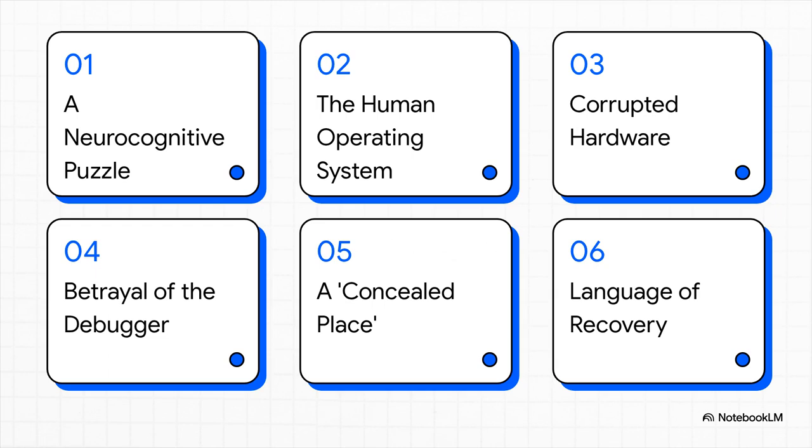So here's how we're going to break it down. We'll start with the puzzle itself, then dig into what we're calling the human operating system. We'll look at how the hardware got corrupted and what went wrong with the debugger. Then we'll explore this idea of a concealed place of harm. And finally, how a unique language became the key to recovery.